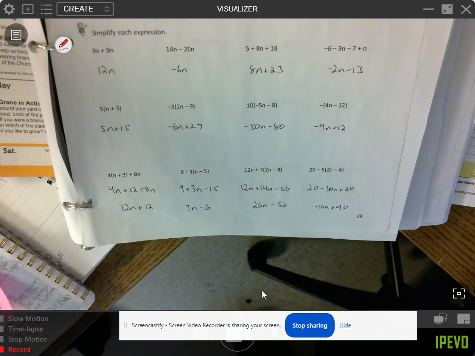All right, second row. I got the second row done. 5n plus 15, negative 6n plus 27, negative 50n minus 80, negative 4n plus 12. Show of thumbs there. How'd we do? Did you get them right? Did you get some wrong? I got them all right. Okay, thumbs down. Raise your hand if there's one that you cannot figure out where you went wrong. Owen.